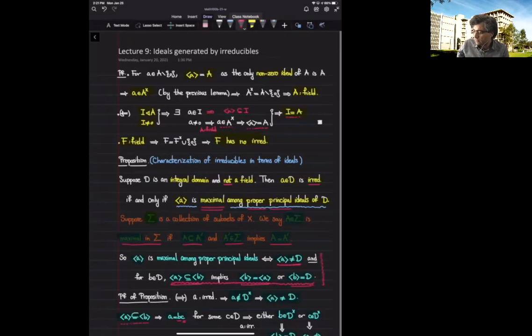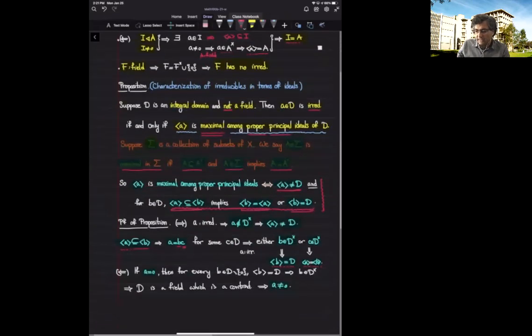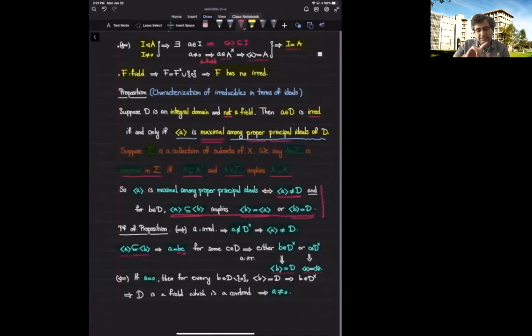This is our goal. Again, this is an if and only if statement. We have to show that left implies right and right implies left. Let's go from left to right. We are going to assume that A is irreducible, and I want to show that the ideal generated by A is proper, and we have this maximality condition. Let's start with why the ideal generated by A is proper.